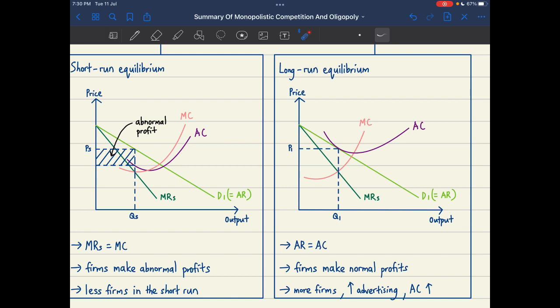So this means that you're basically just making normal profit. You're not losing, but at the same time you're not earning. But at the same time, you're still producing at a point where MC equals MR. So technically, if you want profit maximization, you still need to produce at this point. Otherwise, you'll be making a loss. So when your average cost curve touches your average revenue curve, you're not making a loss, but at the same time, you're not making a profit.